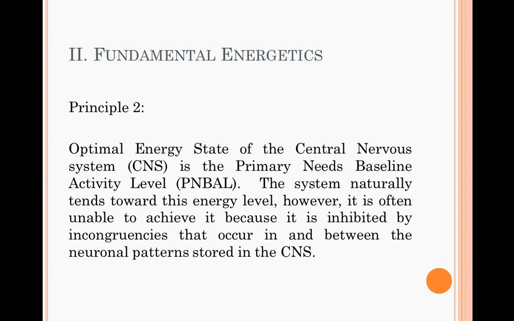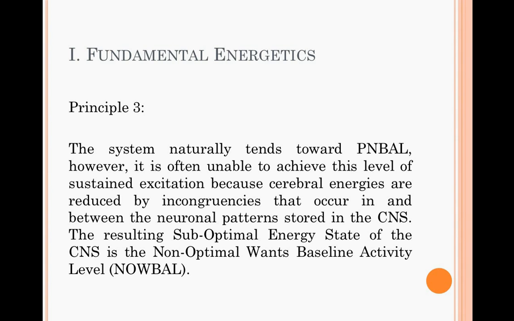And we have here, before, just mentioning again the importance of the primary needs baseline activity level. The system naturally tends towards this energy level, however it is often unable to achieve it because it is inhibited by incongruencies that occur in between the neuronal patterns stored in the central nervous system. And this is Principle 3, talking about the primary needs baseline activity level and also the non-optimal wants baseline activity level.